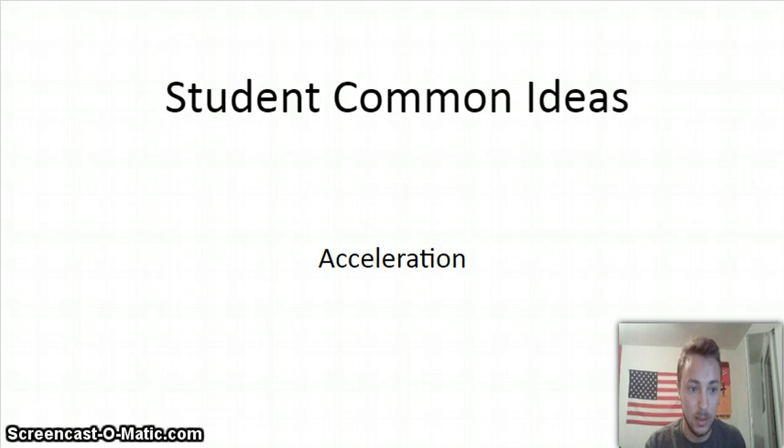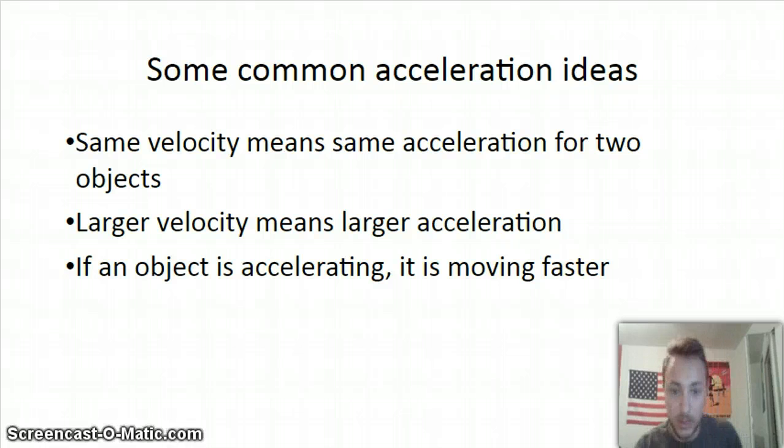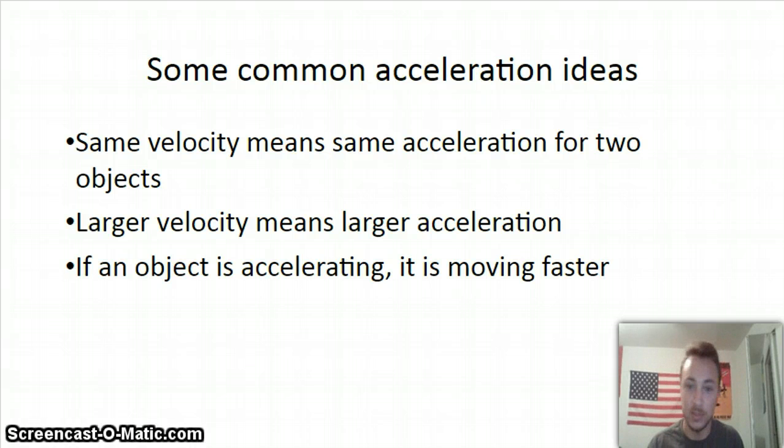Okay, so we're going to go ahead and look at some common acceleration ideas. Some students have the idea that the same velocity means the same acceleration for two different objects. They also sometimes believe that larger velocity means larger acceleration. For example, when you're driving in a car and stomp on the gas pedal, students believe that means you're accelerating, but if you're slowing down, they believe that you're not accelerating. Also, if an object is accelerating, then that automatically means that it's moving faster, which ties back to the idea in a car where a lot of students believe that you're only accelerating if you're speeding up versus slowing down.